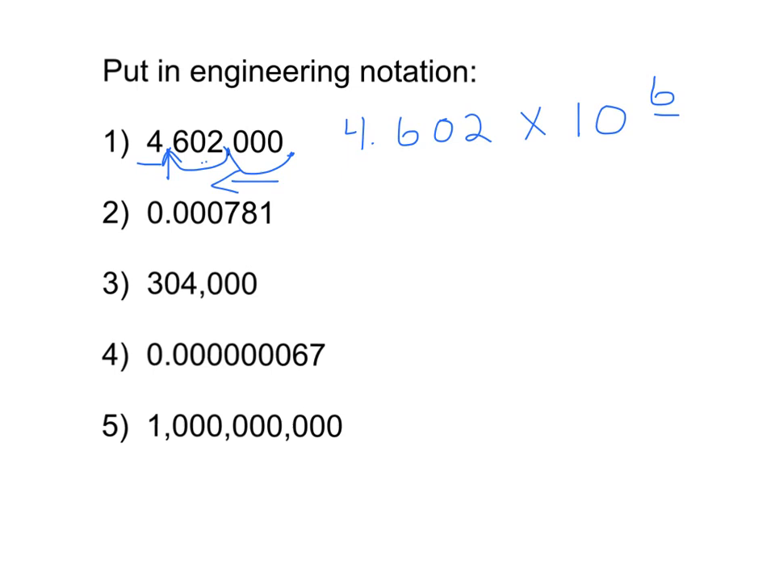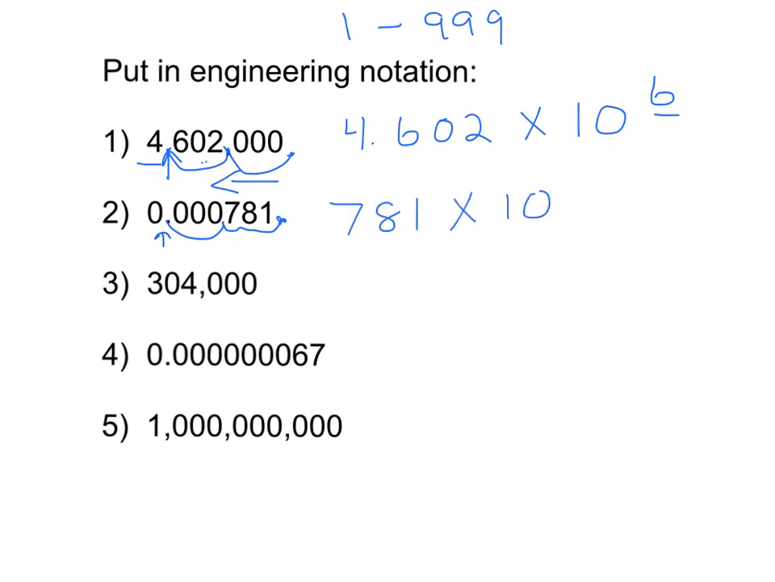For number 2, I start with my decimal here. Okay, I'm going to move it in groups of 3, so 1, 2, 3. I do not have a non-zero number in front of the decimal if I stop there, so I'm going to move it another 3 places, 1, 2, 3. So if I move my decimal here, I would have 3 non-zero digits in front of the decimal. Remember, I needed a number between 1 and 999 inclusive. Well, 781 is between there. So I would have 781 times 10.